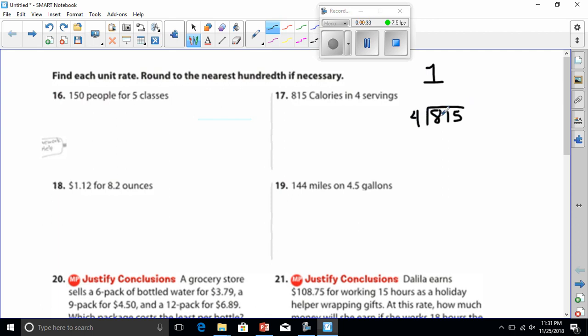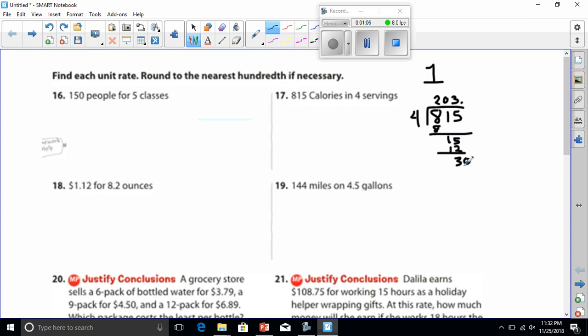I know 4 goes in 8 2 times. That's going to leave me 15. 4 doesn't go into 1 anytime, so that's 0. 4 goes into 15 3 times because 4 times 3 is 12. That's going to leave me 3 left over. Of course, I have to put my decimal there and give another 0 if I want to find out any further. And I do need to know the nearest hundredth, so I will.